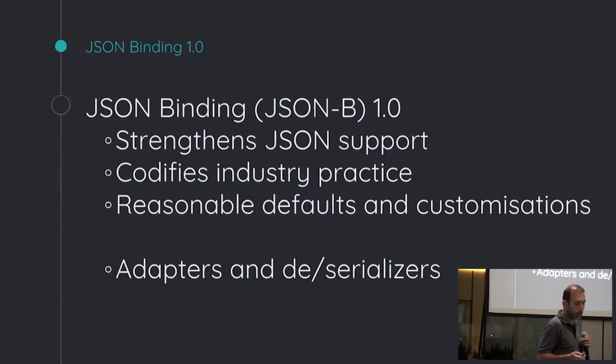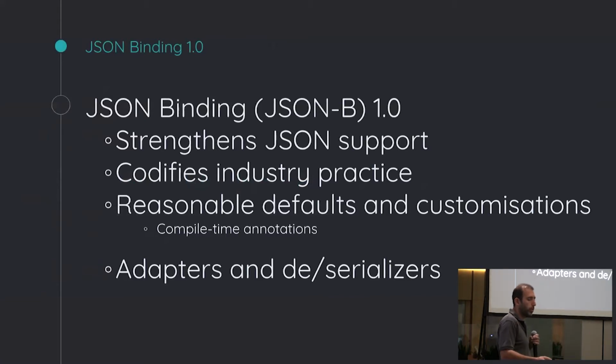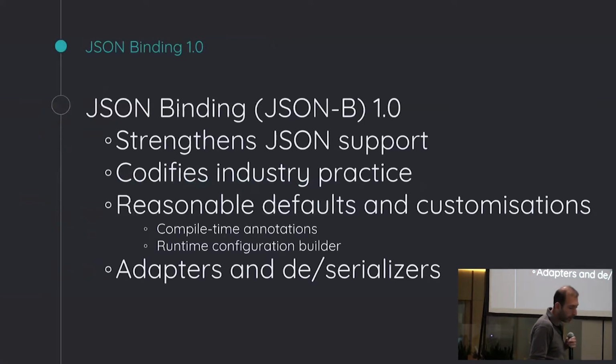So let's first talk about the customization methods. The first one is compile-time annotations, which is super easy to use. You just annotate the parts and get the result. The second one is the runtime configuration builder, which again should be doing the job in most cases. However, for advanced customizations, the API provides adapters, serializers, and deserializers, especially for when you're dealing with third-party dependencies where you cannot change the code and add your annotations.